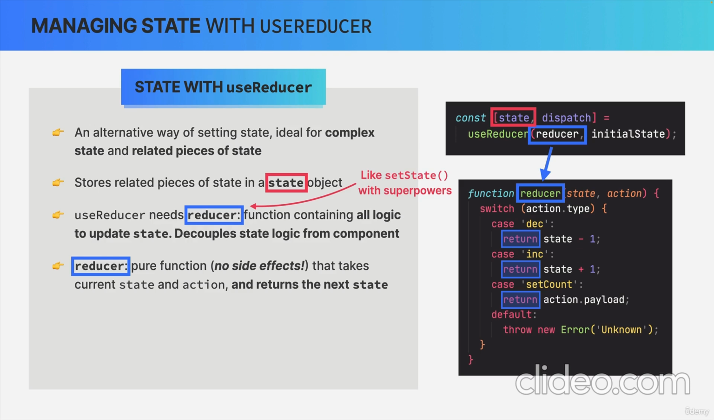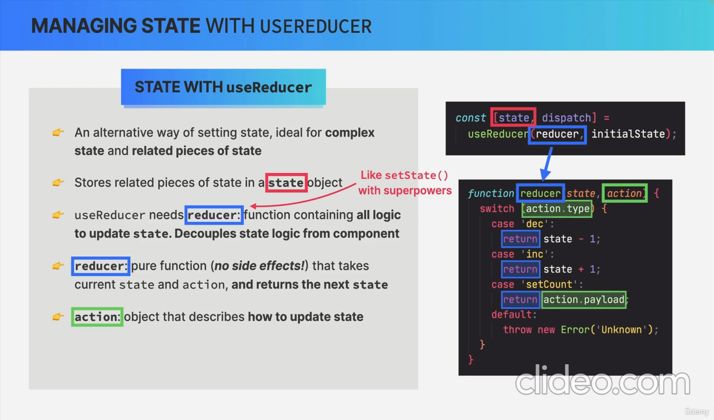And speaking of the action, it is simply an object that describes how state should be updated. It usually contains an action type and a so-called payload, which is basically input data. And it's based on this action type and payload that the reducer will then determine how exactly to create the next state. And now the final piece of the puzzle is this.